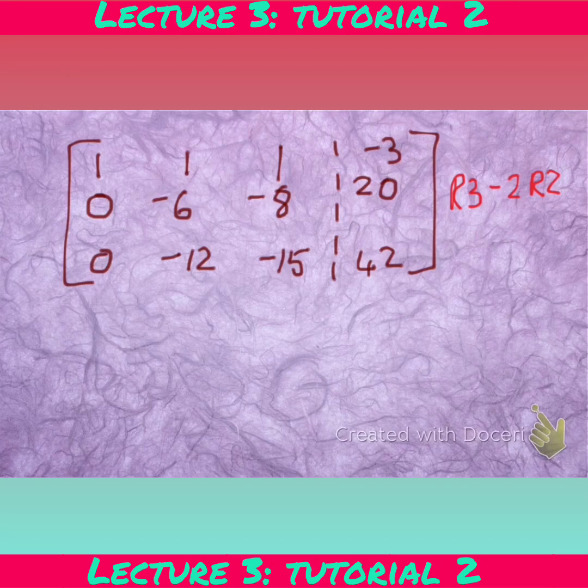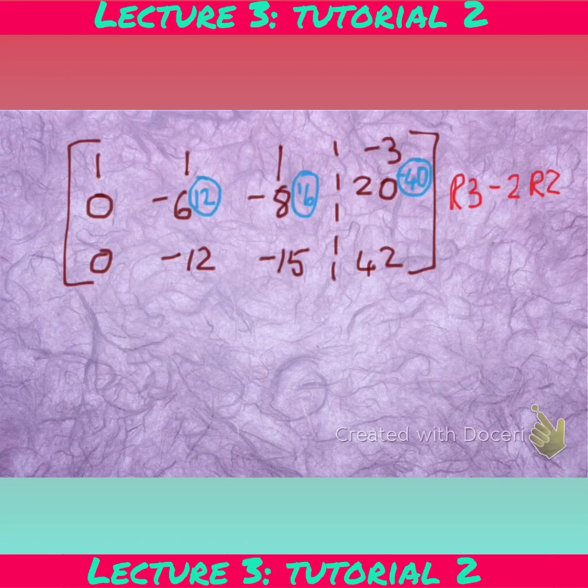So the third row is going to be changed by multiplying the second row with minus 2 and then adding that to the last row. So multiplying minus 6 with minus 2, that's 12. Minus 2 times 8 is going to be 16. And then minus 2 times 20 is going to be minus 40.